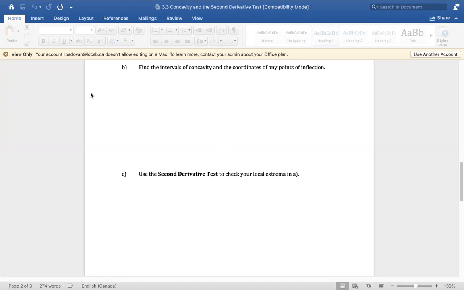Okay, find the intervals. So this is the new part. The intervals of concavity and the coordinates if I have any points of inflection, right? Give me those coordinate points. So again, to get the intervals of concavity, we're talking about the second derivative. That's why that's the title of this lesson.